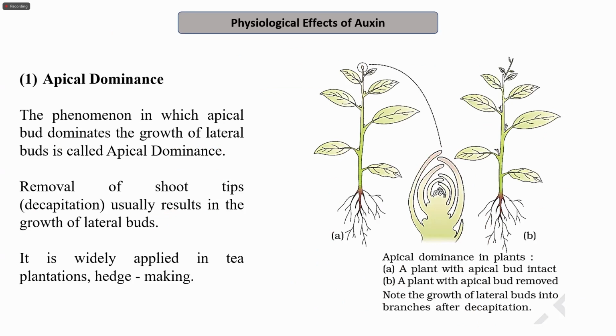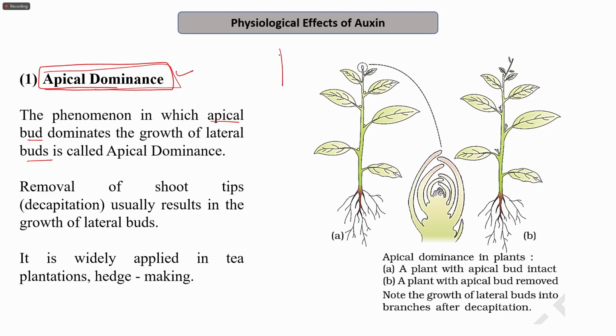One of the very important effects. So now we will learn about the physiological effects of auxin. One of the very important effects of auxin is the apical dominance. So this is one of the very important physiological effects of auxin. What actually is apical dominance? It is a phenomenon in which the apical bud dominates the growth of the lateral bud.